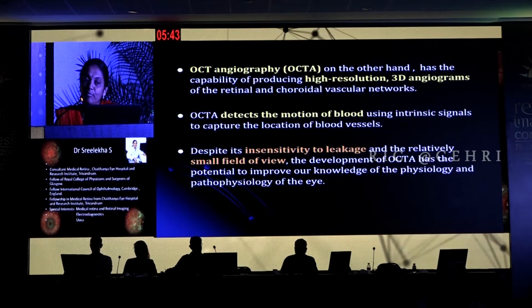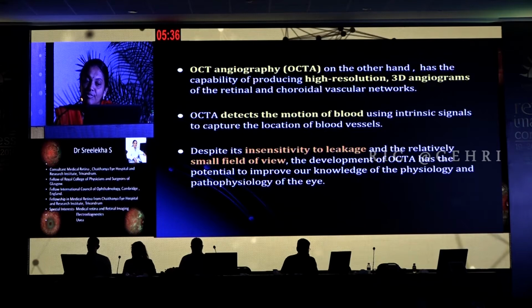It detects the motion of blood. Despite its insensitivity to leakage and relatively small field of view, it helps us to improve our knowledge of the physiology and pathophysiology of the eye.